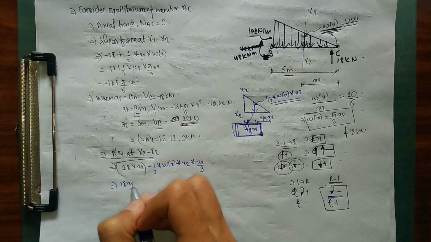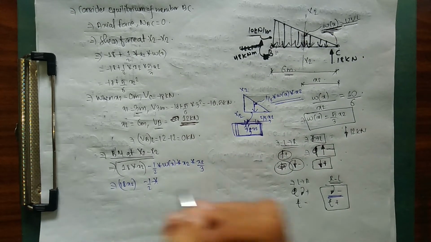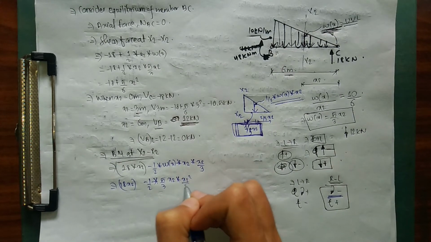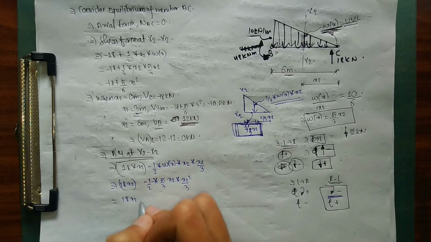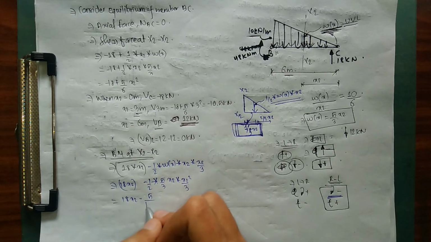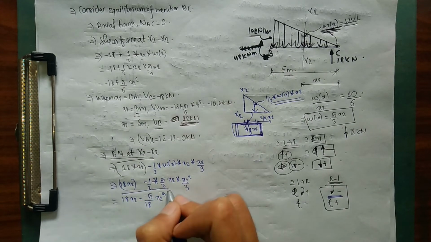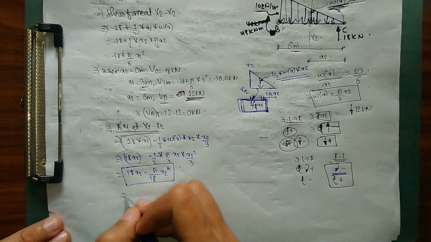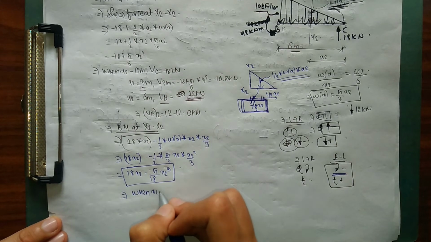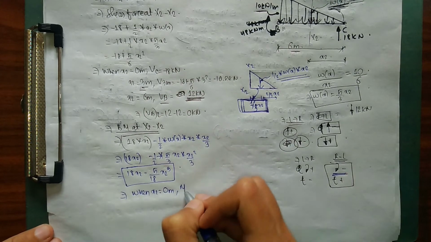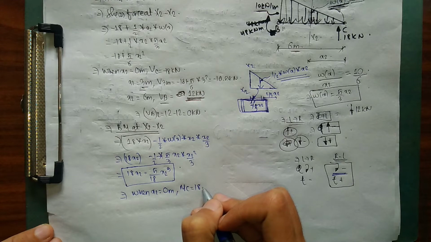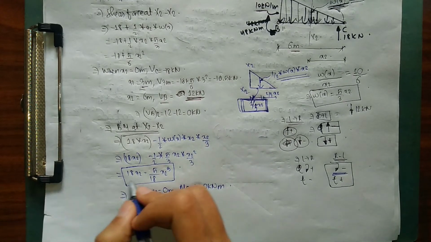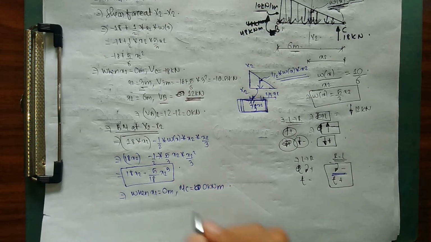So 18 x2 minus 1 by 2 into value of wx, which is 5 by 3 x2, into x2 by 3. It's going to be 18 x2 minus 5 by 18 x2 cube. So this is going to be my general equation to calculate my bending moment. So I'm going to put values of x2. When x2 equals 0 meter, I'm going to get my moment about C, which is 0 kilonewton meter. We put 0: 18 into 0 minus 5 by 18 into 0, which is 0.